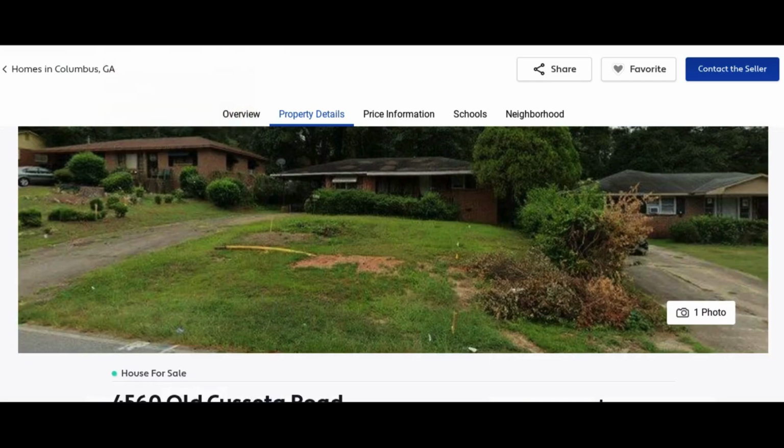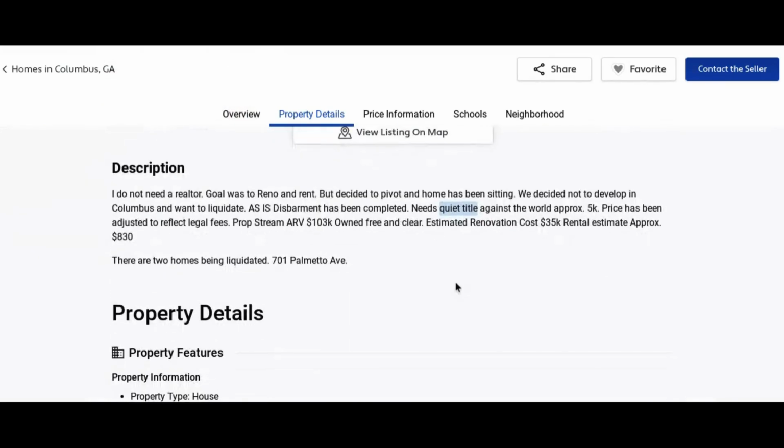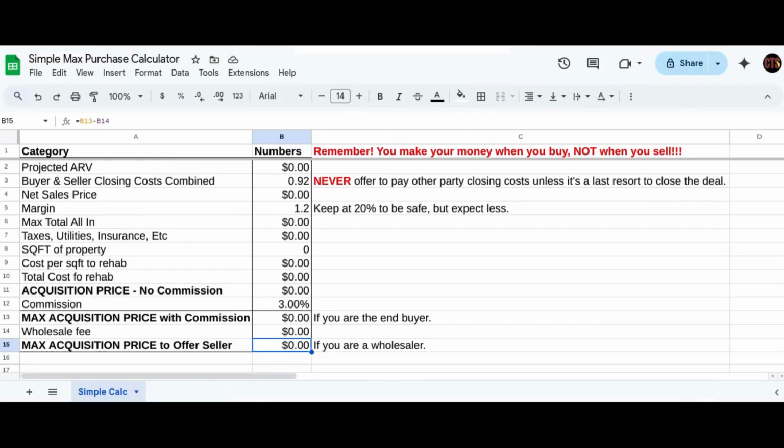All right. So going back here, they're saying it's worth 103. So we're going to go back in our projected ARV. We're going to put 103,000. All right. Now, your net sales price, 94,760. Max total all in, 78,96.67, whatever. We'll say 79,000. All right, but you need to factor in your taxes, insurance, utilities, etc.